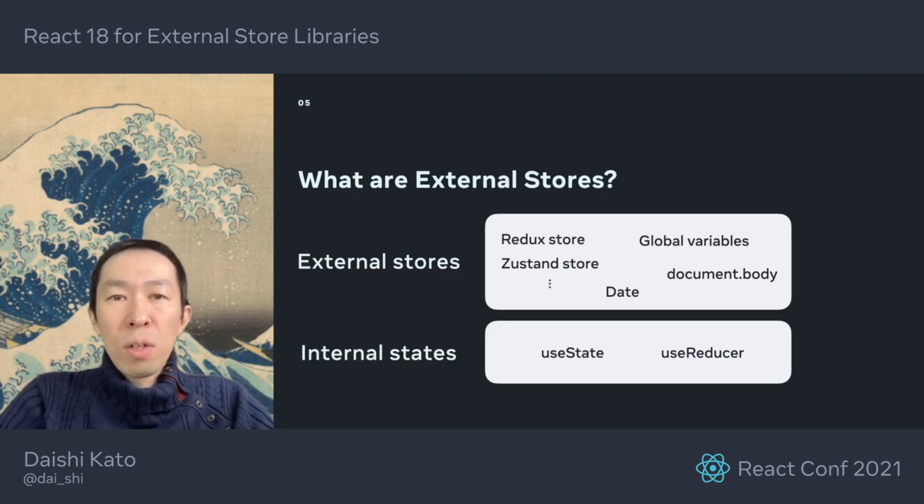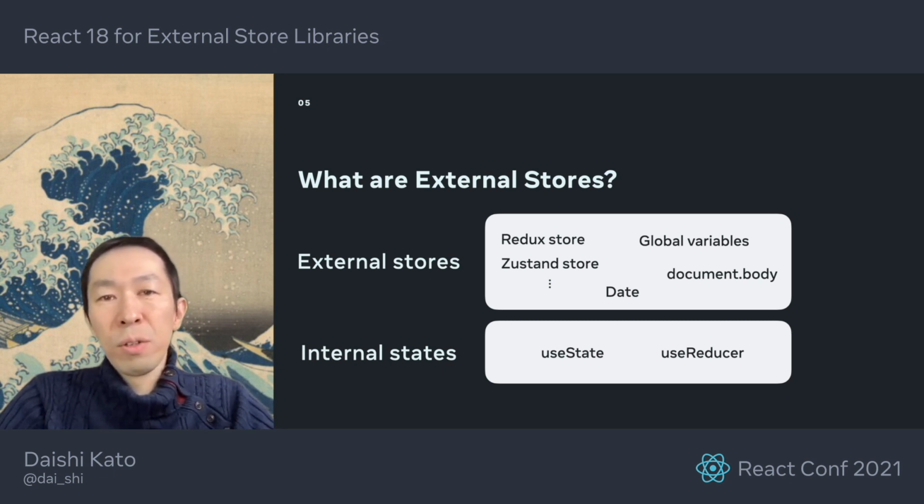So what are external stores? For example, Redux and Zustand stores are external stores. DOM objects are external stores too. A global variable can be an external store. Technically, date object is an external store. More precisely, internal things are props, context, useState, and useReducer. Everything else is external. In this sense, useRef can be an external store depending on the usage. In general, useRef should be carefully used.